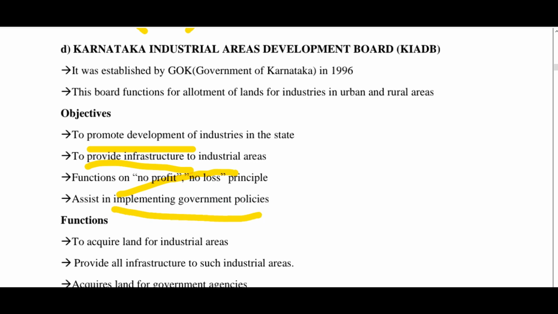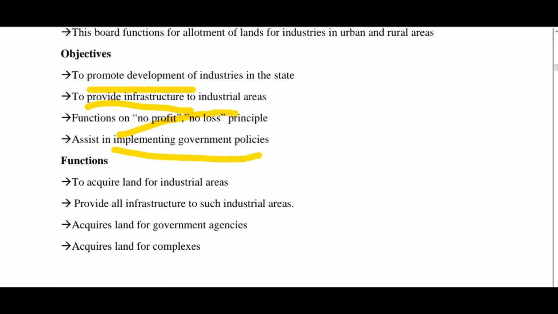It assists in implementing government policies. It not only allocates land, but helps in implementing government policies. Like if the government has said that the revenue or the tax for the land has been increased by 10%, they help in collecting those taxes and help in regulating the government agencies.